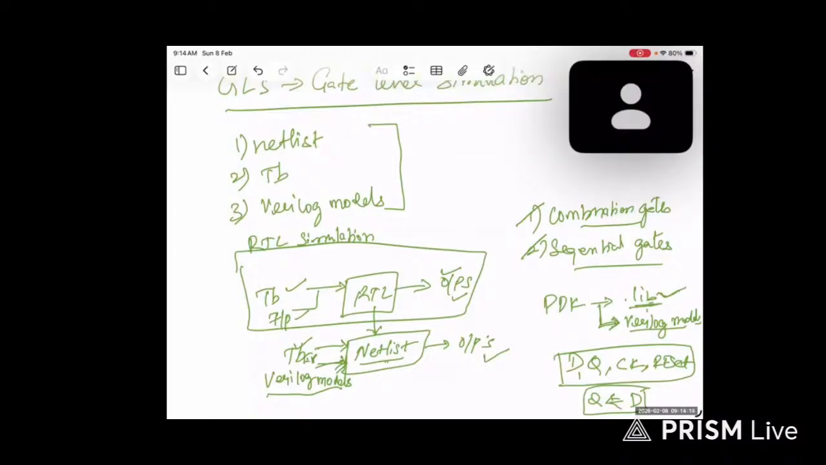I'll show you one of the Verilog models that's there as part of the PDK for this up down counter that we were doing. I think then you will have more understanding. Any other doubts? I'm going to show you the Verilog model, but any other doubts? Okay.